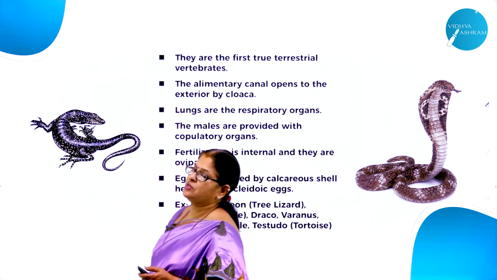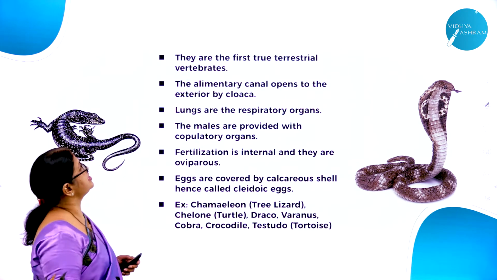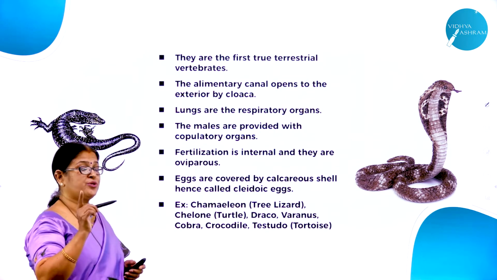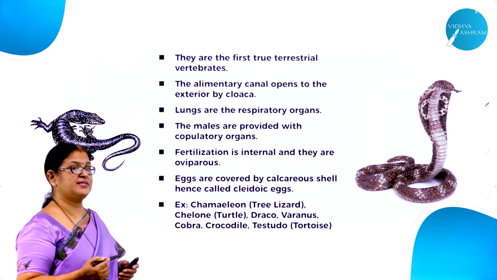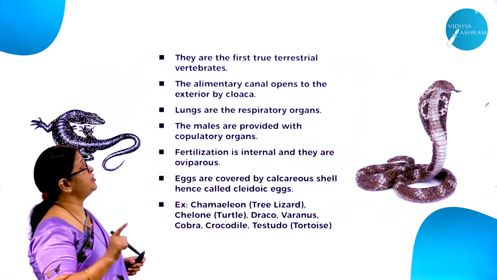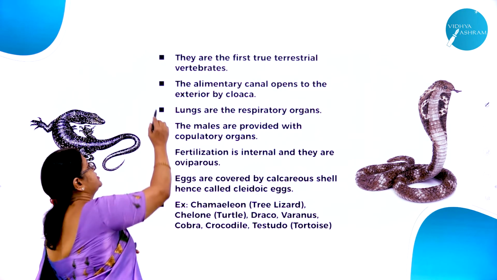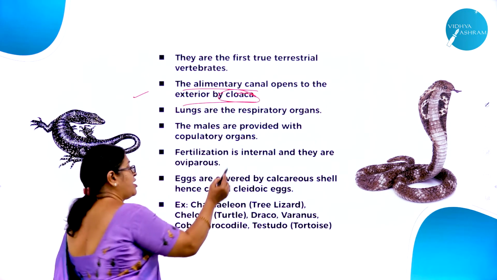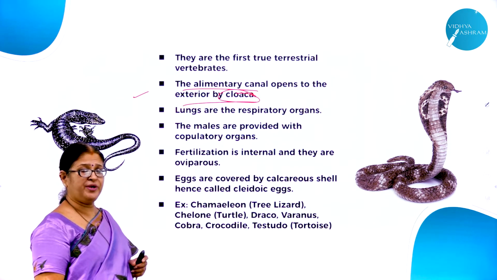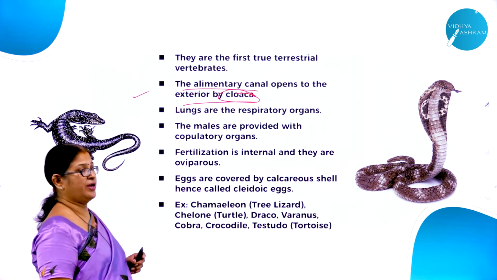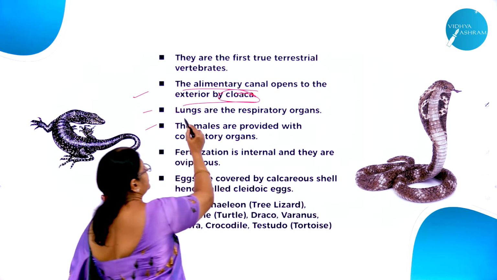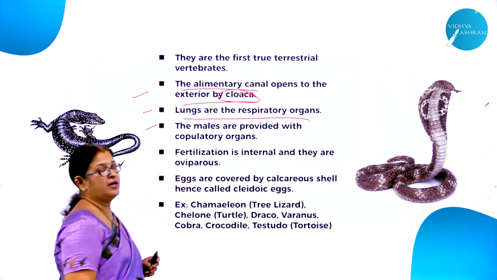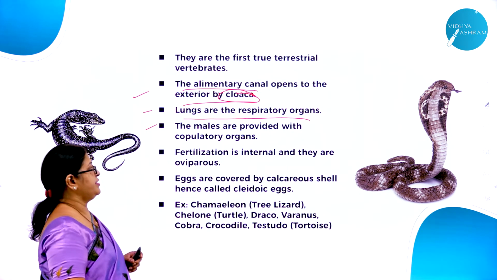Moving on to the next very important characteristic features. They are the first true terrestrial vertebrates. As I said, they are the first successful terrestrial vertebrates. And the alimentary canal opens to the exterior, just like in the frog, where you can come across an opening, an aperture, that is called the cloaca. Then lungs are the respiratory organs. So here the lungs are the organs of respiration.